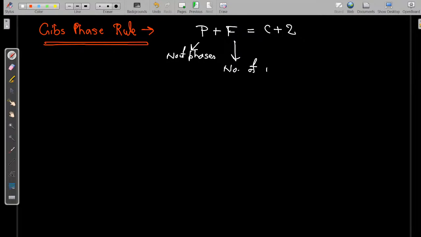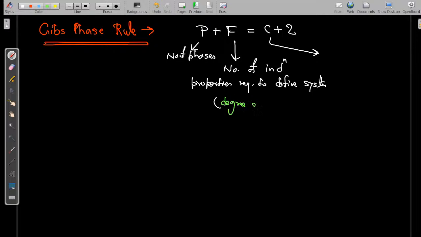number of independent properties required to define the system, you also can say the degree of freedom, and C is number of chemical components.